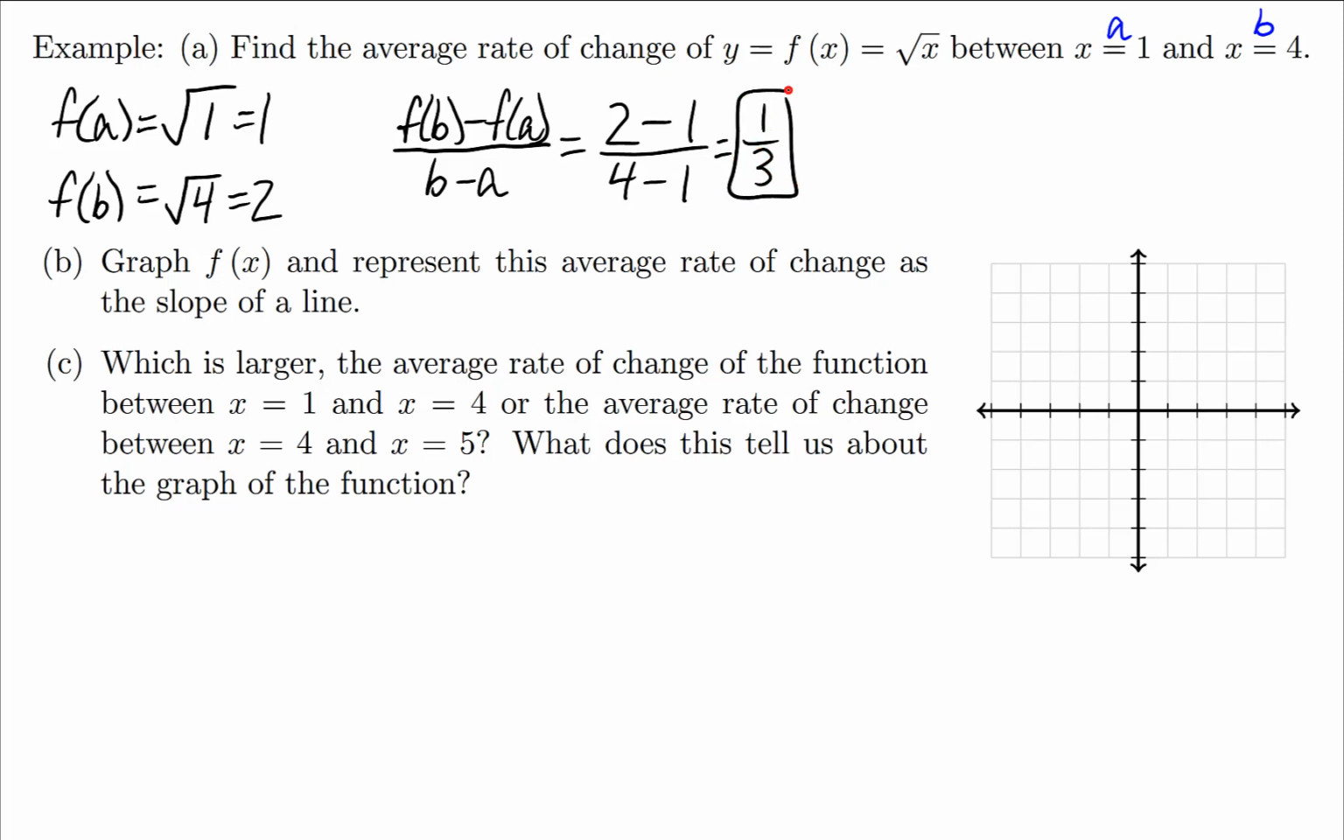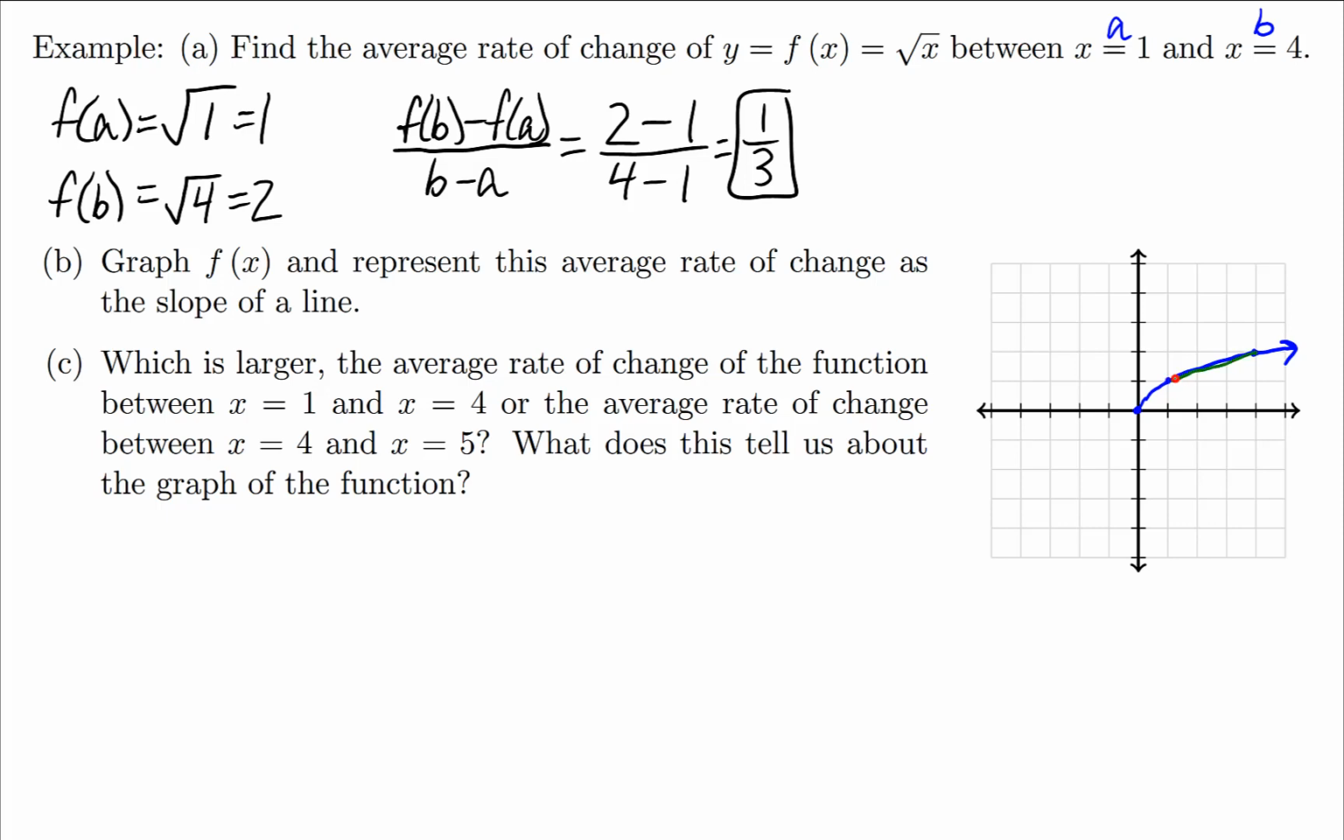Now let's see if we can visualize this. Let's start off by doing a quick graph of the square root of x. It passes through 0, 0, 1, 1, 4, 2, and really just any other perfect square easy points on the graph. Here's the graph that passes through those 3 points. The average rate of change is the slope of the secant line that passes between x equals 1 and x equals 4.